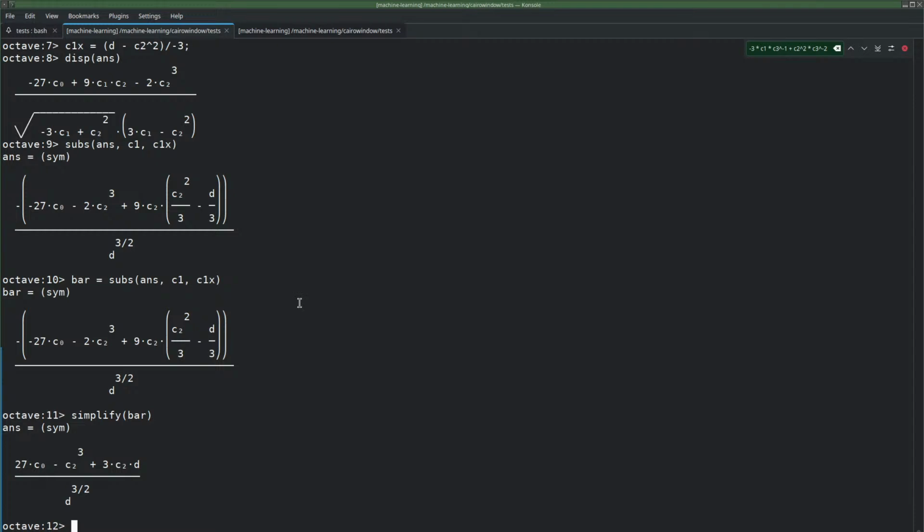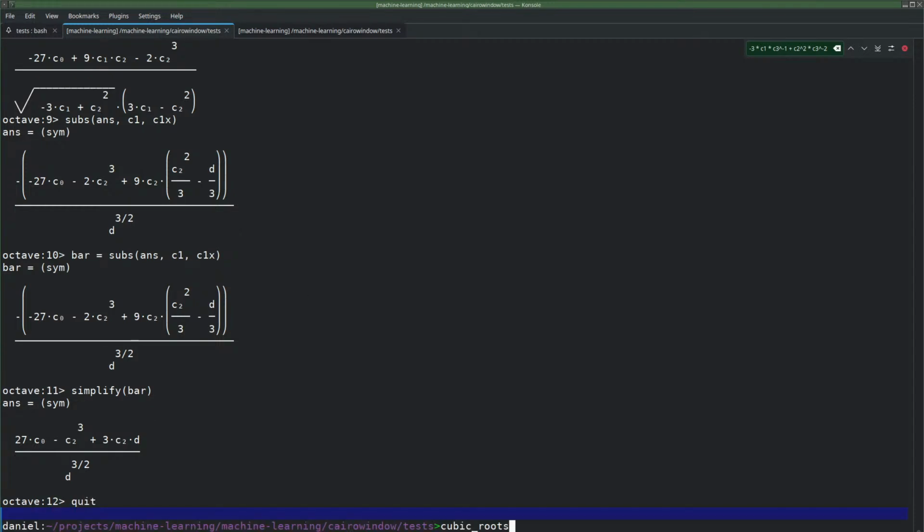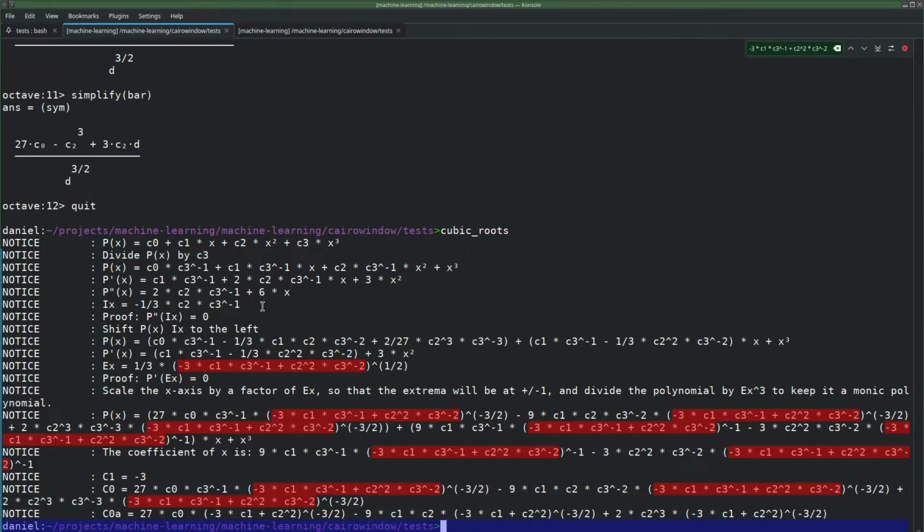Can quit now here. And yeah, are these two the same thing? Well, they both start with 27C0, so that is promising. The highlighted part is completely vanished for this one, but that's because this is the simplification, isn't it? So yeah, we'll never know. Unless... they should be the same.